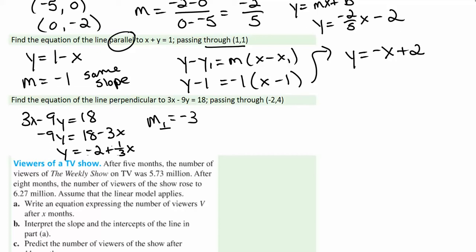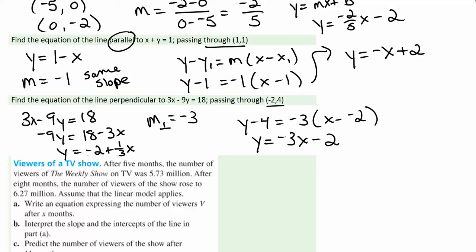So now we have our point -2, 4, so we're going to say y minus 4 equals the slope m times x minus -2. So we have y equals, this will be -3x. Now this is plus 2 times -3, which is -6, and then plus 4, so that's going to be -2. -3x minus 2.